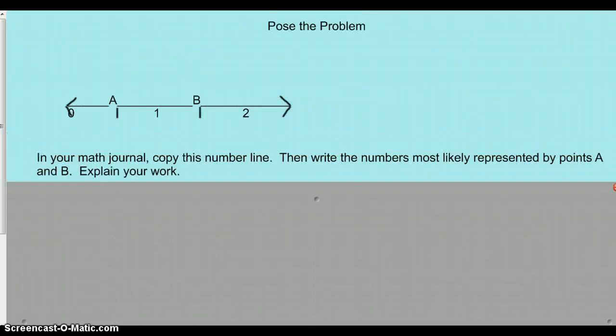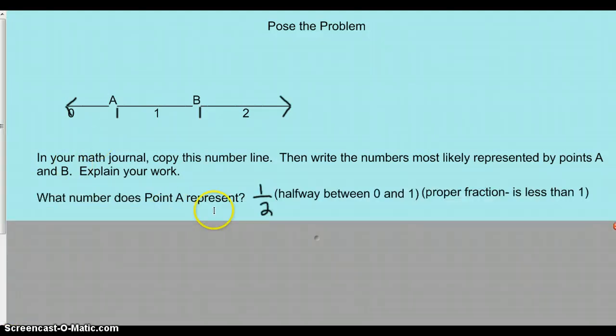Pose the problem. In your math journal, copy this number line, then write the numbers most likely represented by points A and B. This should be a solid line between A and B. Then I'd like for you to explain your work. So really you see 0 to 1 and 1 to 2. So what do you think A and B are? Pause the video now to write it down in your math spiral.